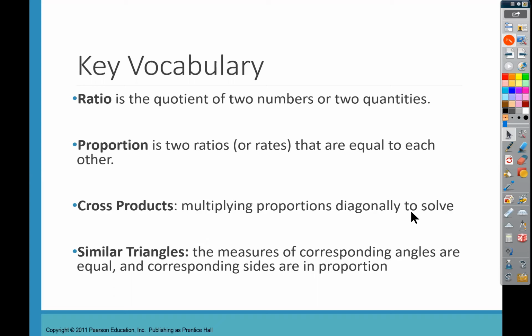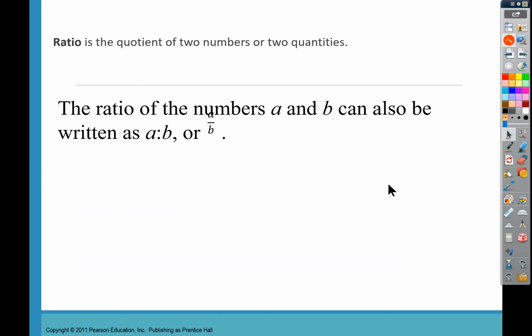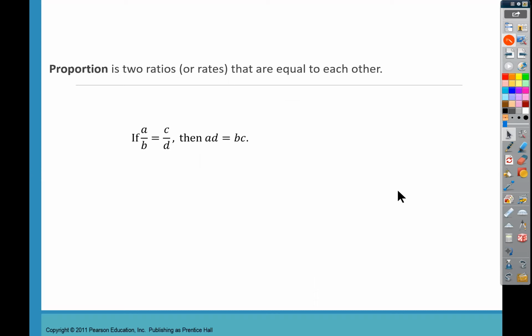Cross products is when you're multiplying proportions diagonally to solve. And similar triangles, the measures of the corresponding angles are equal and the corresponding sides are in proportion. A ratio, again, is the quotient of two numbers or two quantities, and it's anything that can be written as A to B or A over B. A proportion, again, is two ratios or rates that are equal to each other.